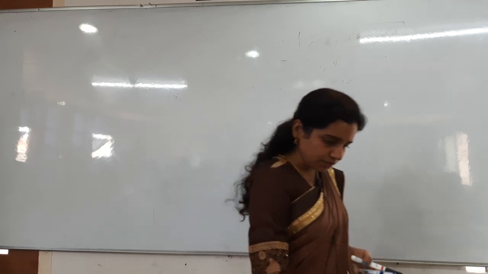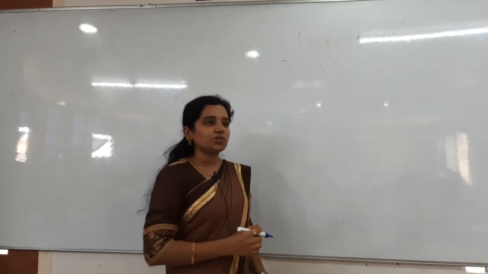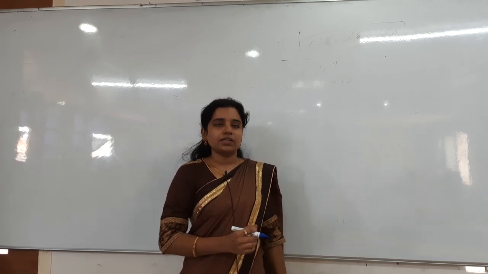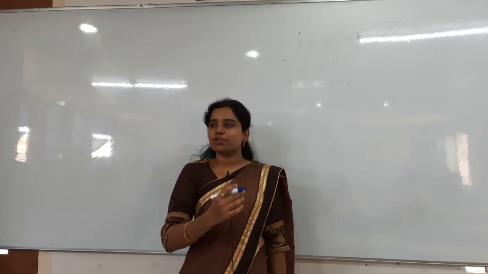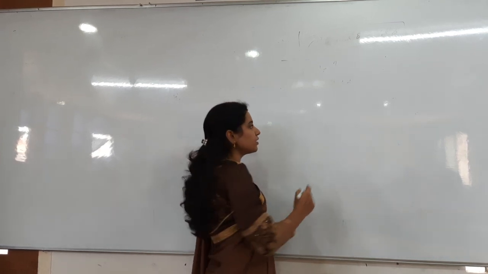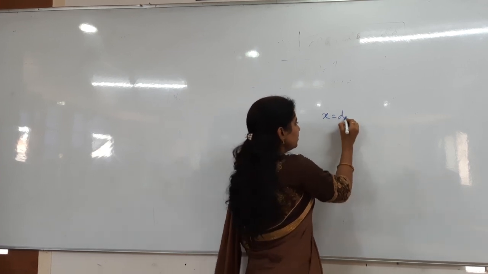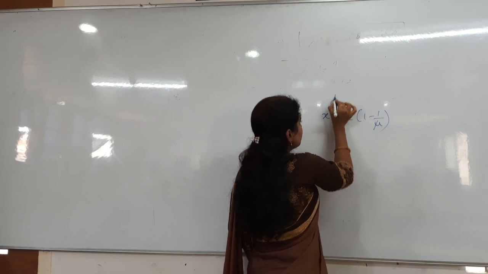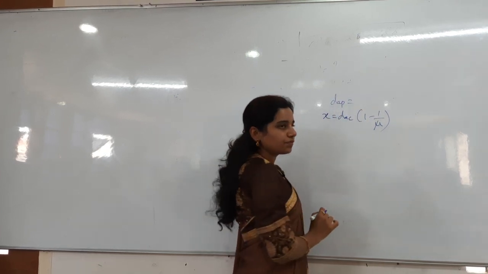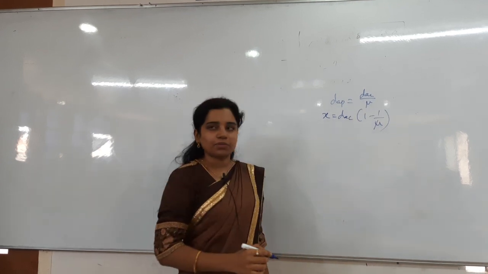So far for refraction at the plane surface we got, first, the normal shift. Whenever the object is placed in the denser medium and viewed from the rarer medium, the normal shift is x = d actual into (1 minus 1 by mu). And also, d apparent is equal to d actual divided by mu. Always you have to remember that.